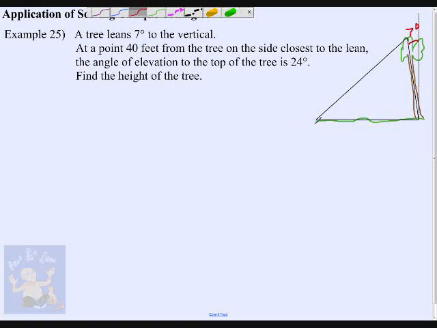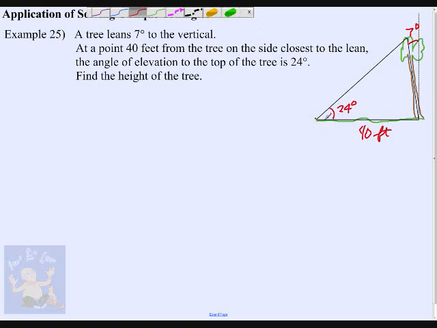At a point 40 feet from the tree on the side closest to the lean, not away from it, but closest to it. So this is 40 feet. The angle of elevation to the top of the tree, so we're talking about this angle right here, is 24 degrees.